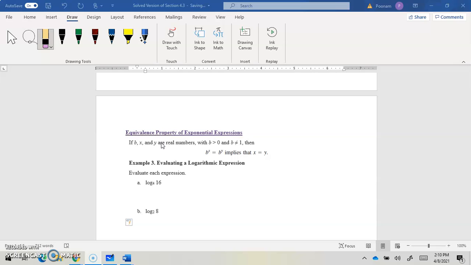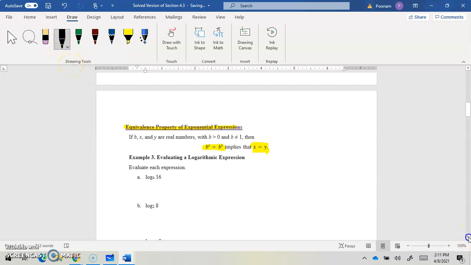Next, we have the equivalence property, which we sometimes use in this chapter. If we have b raised to power x equal to b raised to power y for some positive number b, and the bases are the same, then the powers should be the same too. If b raised to power x is equal to b raised to power y, then x has to be equal to y. That is the equivalence property of the exponentials.